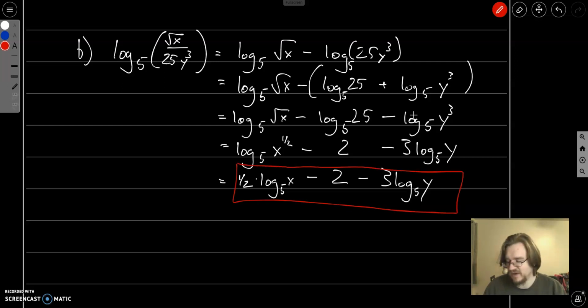In the next video, we'll start looking at how to take something like this and combine it into one logarithm.